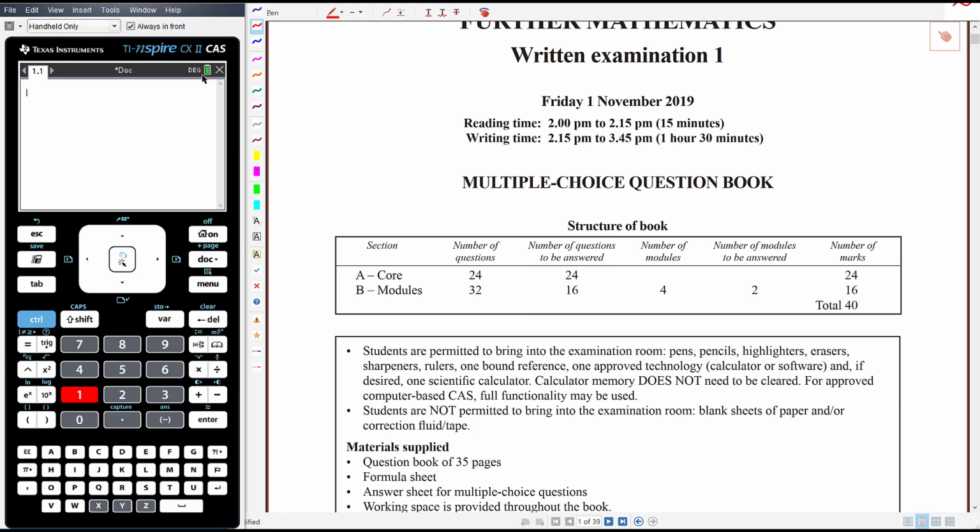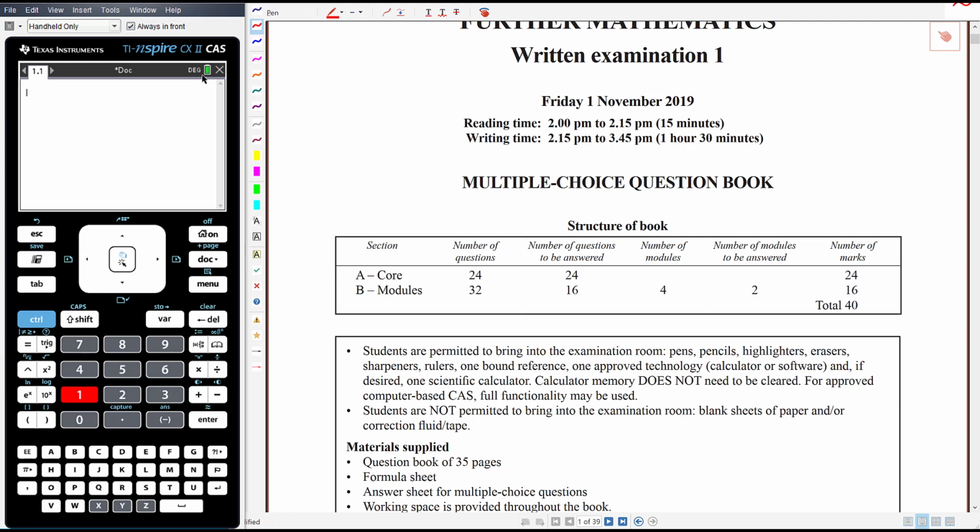However, in 2020, you will only be completing the core plus 1 module. And so the timing for this exam is slightly different than what it will be in 2020. So in 2019, you would have spent 36 minutes on the data analysis, 18 minutes on the financial maths and recursion, and 18 minutes on each of your chosen modules.